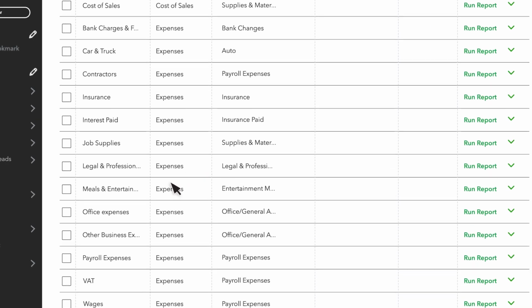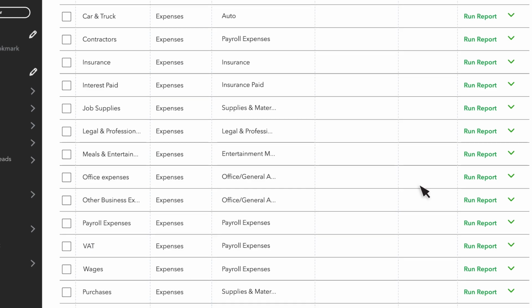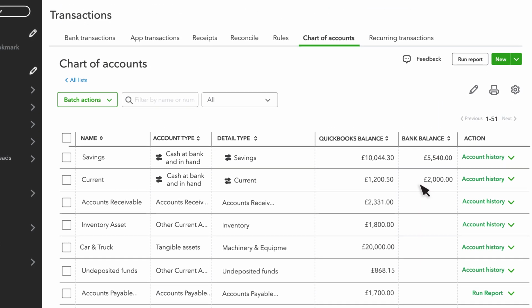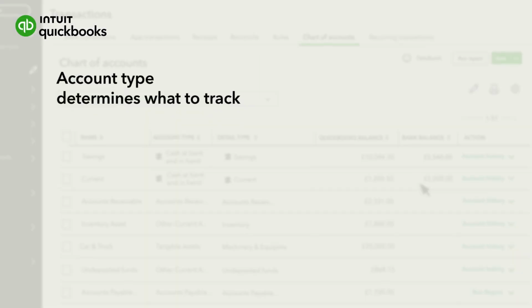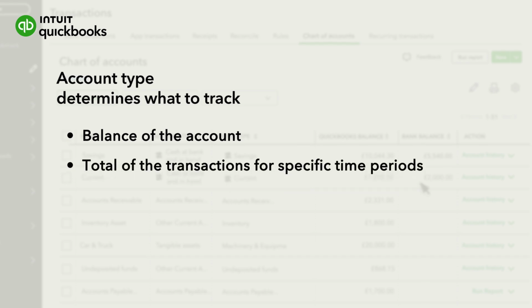But down in the office expense account, you don't see a balance, like you do with the accounts at the top. Let's look closer at the types of accounts to see why. Each account uses a specific type. The type tells QuickBooks what the account should track, either the balance of the account or a total of the transactions for specific time periods.